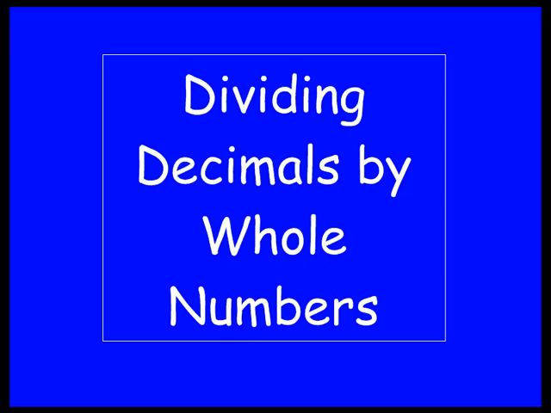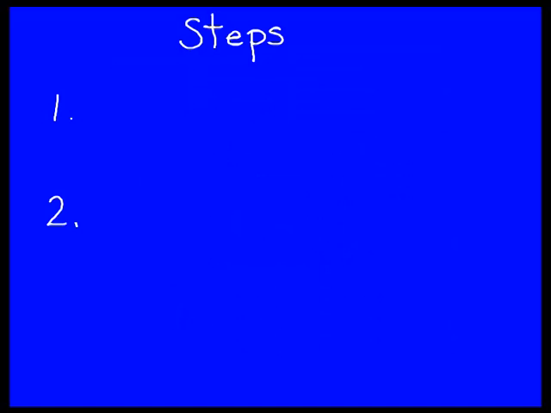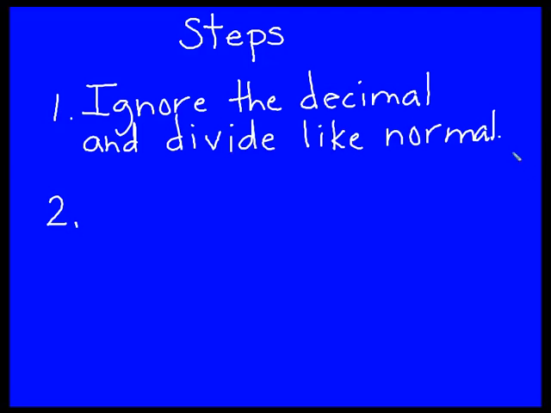In this video, we're going to be dividing decimals by whole numbers. That means that our decimal will be the dividend and our whole number will be the divisor. So our steps: first of all, we are going to ignore the decimal and divide like normal. And our second step, after we're done dividing, is we're going to move the decimal straight up, and you'll be able to see what this looks like when we do our examples.